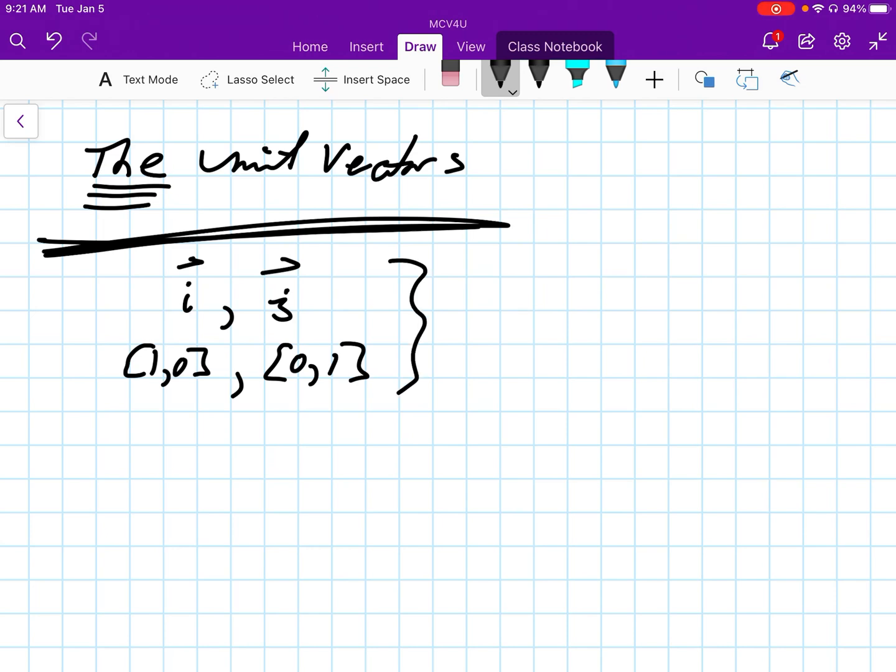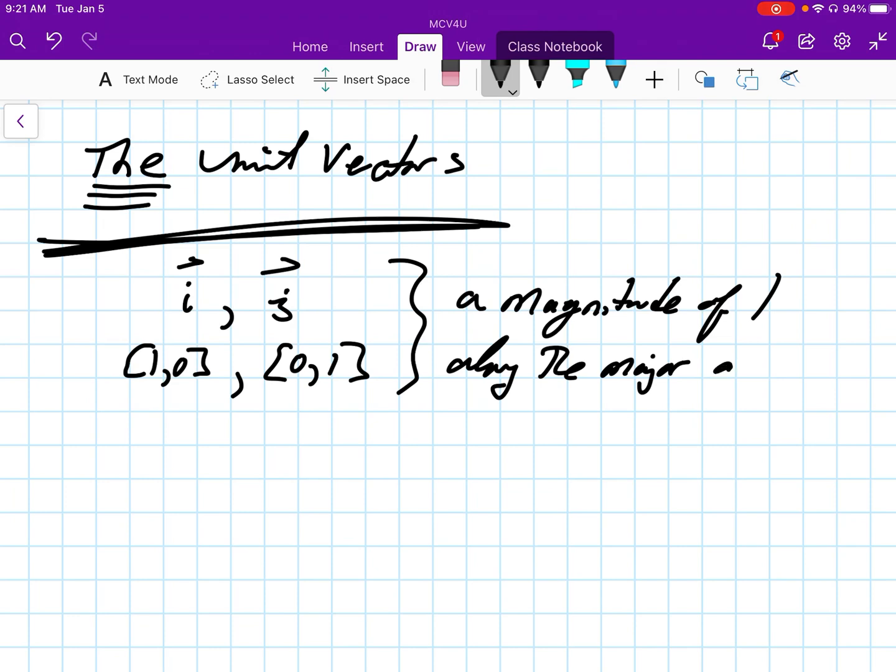They are the unit vectors because they have a magnitude of 1. A unit, right? A magnitude of 1, all right? And they are along the major axes, okay? The x and y axes, right? And that's what the unit vectors are.